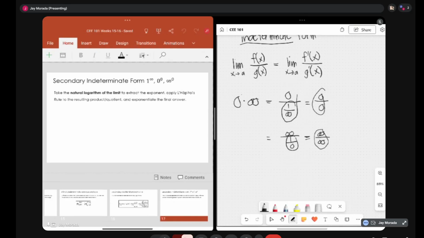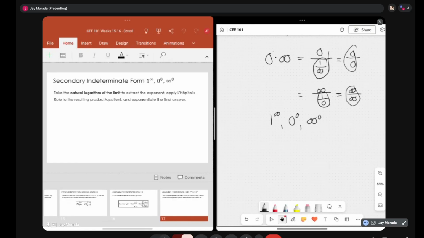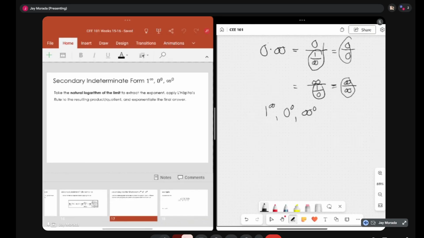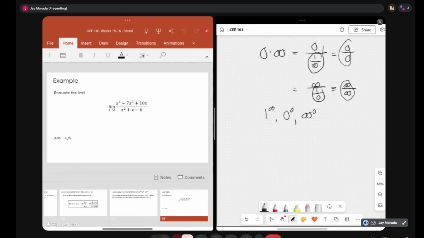Now, what about powers, like 1 raised to infinity, 0 raised to 0, or infinity raised to 0? We can take advantage of the natural logarithm of the limit, then apply L'Hopital's rule, then exponentiate the final answer. I did not put a specific formula since it depends on the case. Then let's try to solve some examples.